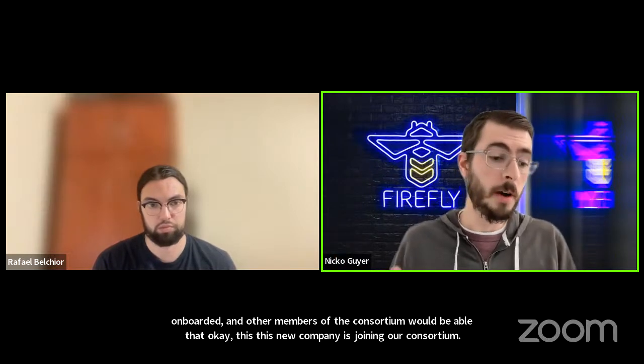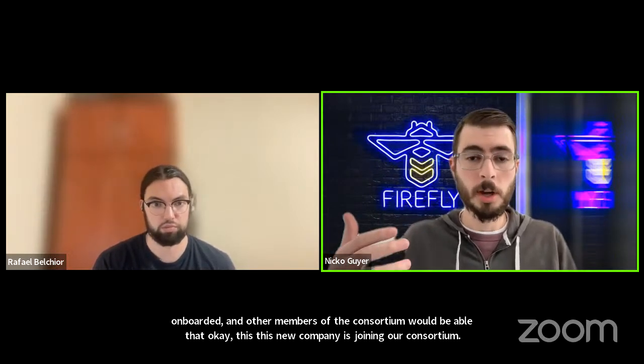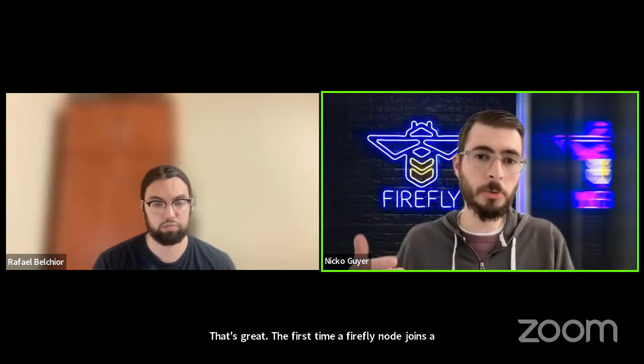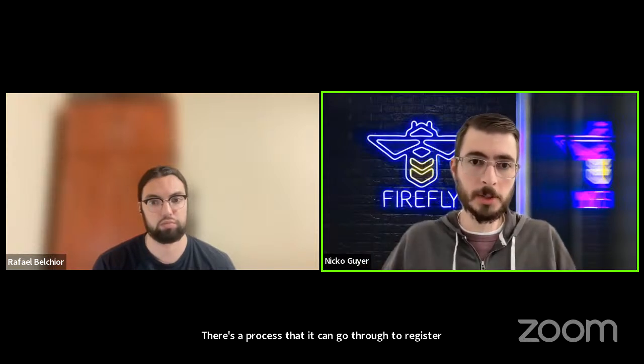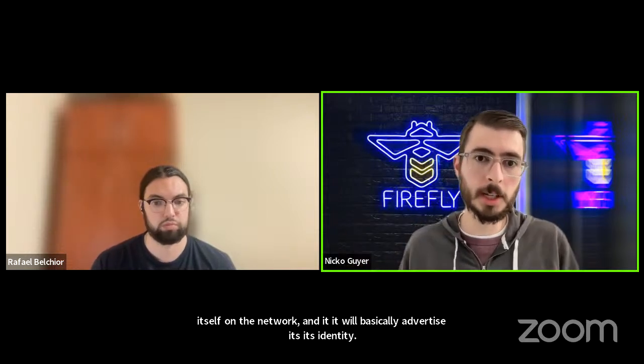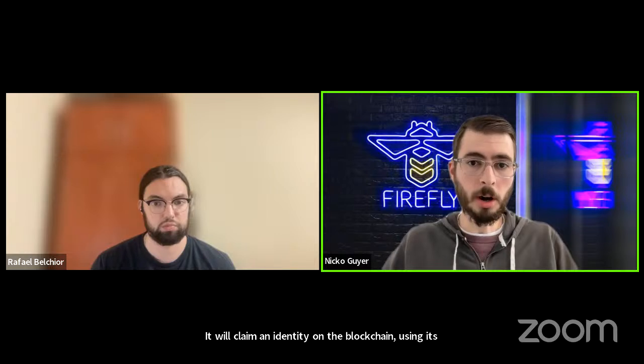The first time a Firefly node joins a multi-party network, there's a process it goes through to register itself on the network, and it will basically advertise its identity. It will claim an identity on the blockchain using its signing key. From that point forward, all of the other nodes will be aware of that node's identity and able to verify that future messages are indeed from that node.